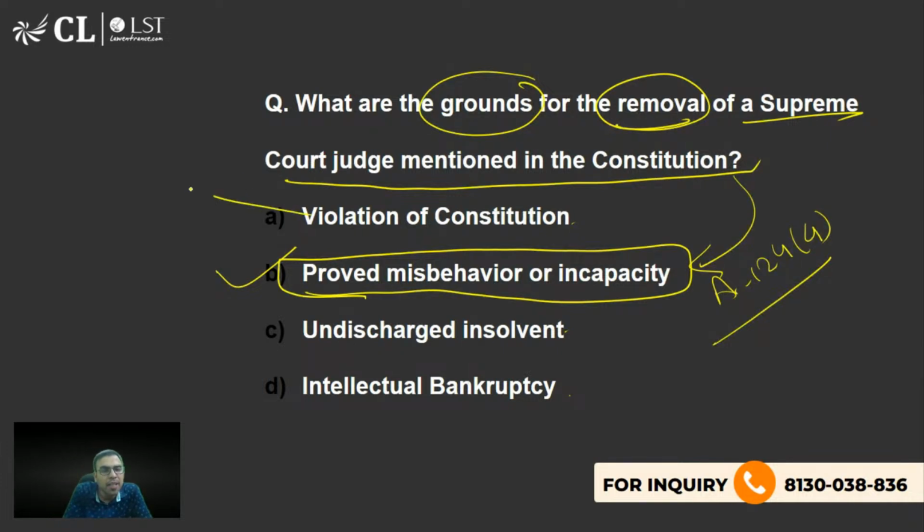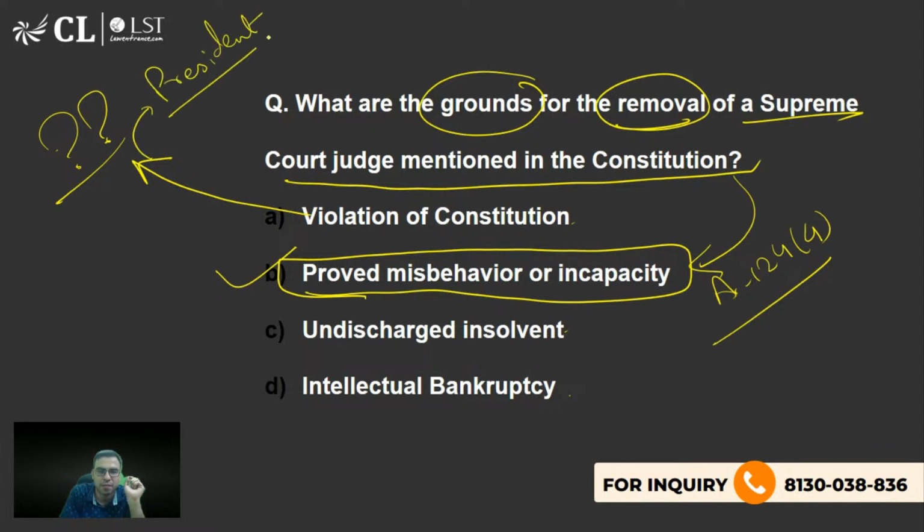Now, can anyone tell me this is actually the ground for removal of which person, which constitutional post holder? Option A, that is violation of constitution, is a term mentioned for the removal of which constitution post holder? Yes, very good, Anusha Kansan, very good. This is actually for President of India. Yes, Manish Kumar, you're also right, very good. So these are the things you should be knowing.